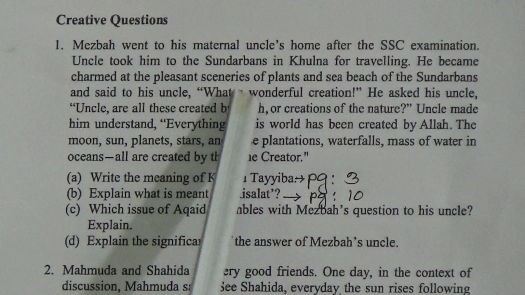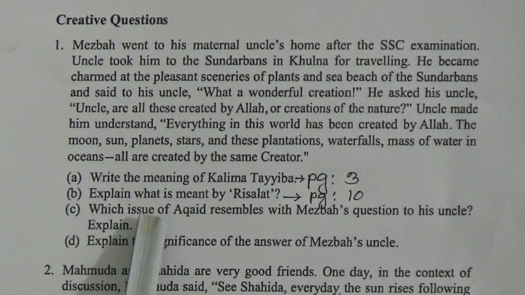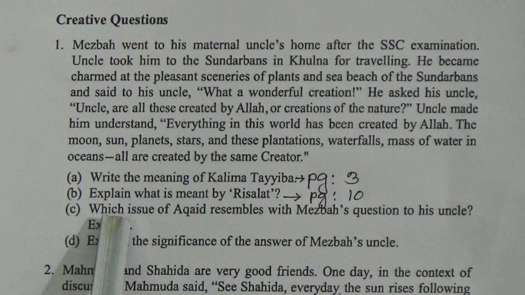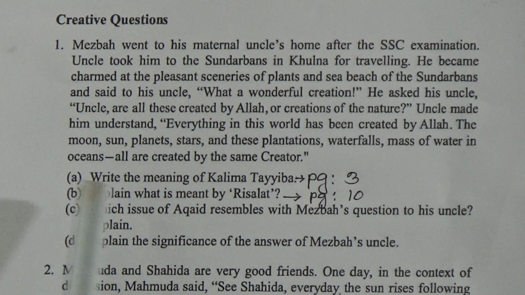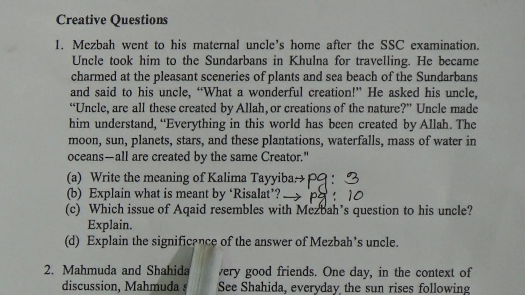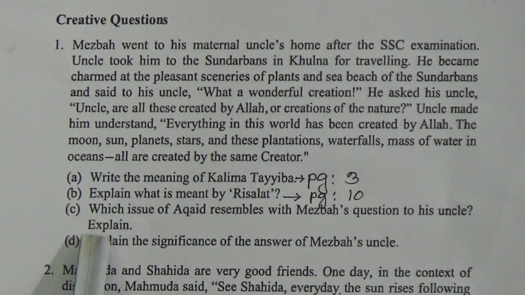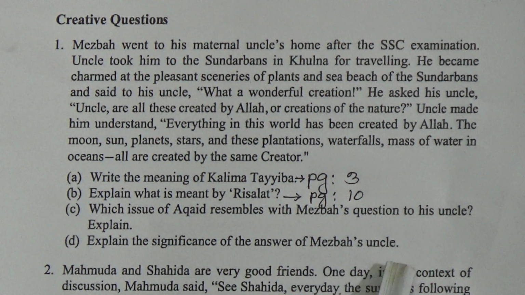My dear students, now the questions. Related to this stem, there are 4 questions. Number A, write the meaning of Kalima Tayyibah. Number B, explain what is meant by Risalat. Number C, which issue of Aqaid resembles with Mesbah's question to his uncle? Explain. And number D, explain the significance of the answer of Mesbah's uncle.